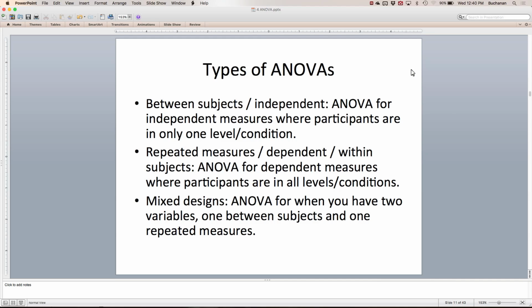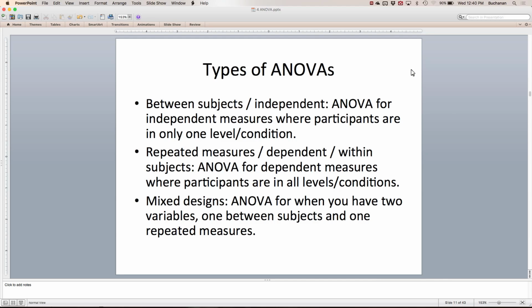A mixed design is mixed. It has one of each, at least. So you might have half of it between subjects and half of it repeated. If I was to compare this class to my baby stats class, that's between. You're only in one class. But on all exams, that's within. You take all of the exams. So that judgments of learning thing that we're doing is a mixed design.